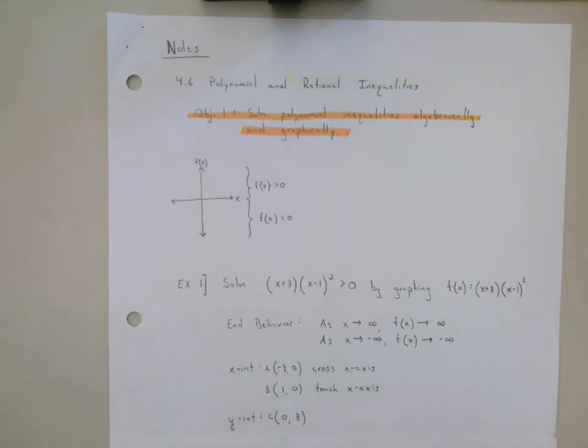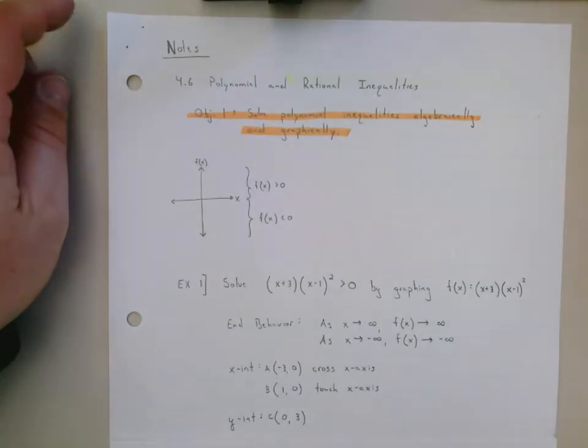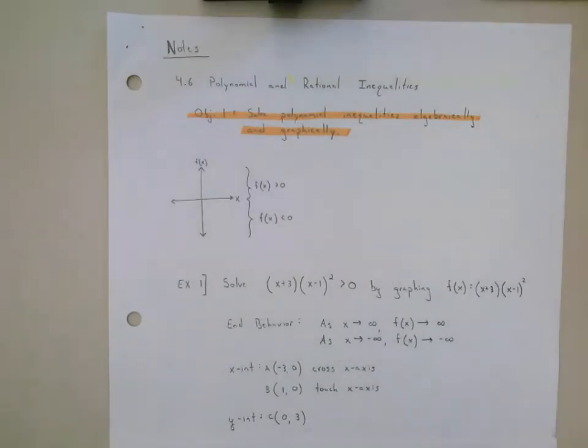To find the y-intercept of this function, I can substitute a 0 for my x values in each factor and simplify to get a y-intercept of (0, 3). Take a moment, pause the video, and use this information to graph this function.